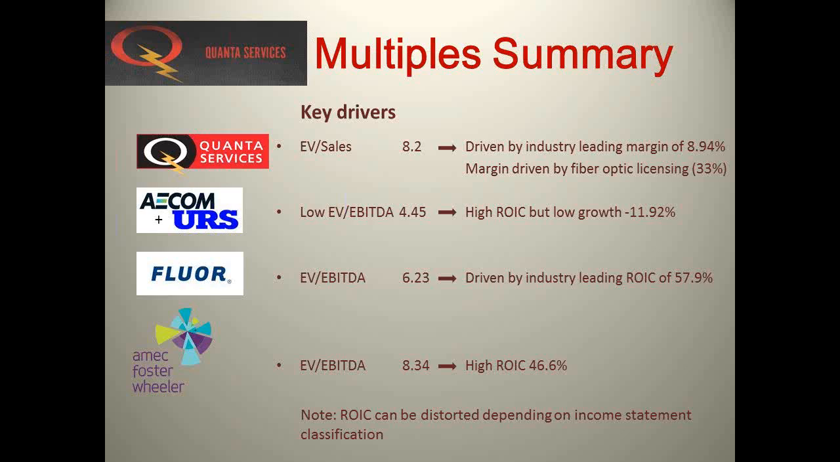Their 6.23 EV to EBITDA is below the market cap weighted average. Even though they have a high ROIC, we think that's offset by their risk. They have a high WACC, higher than the rest of their peers in the industry. Foster Wheeler trading at 8.34, well above the market cap weighted average, mostly driven by their high ROIC of 46.6%.